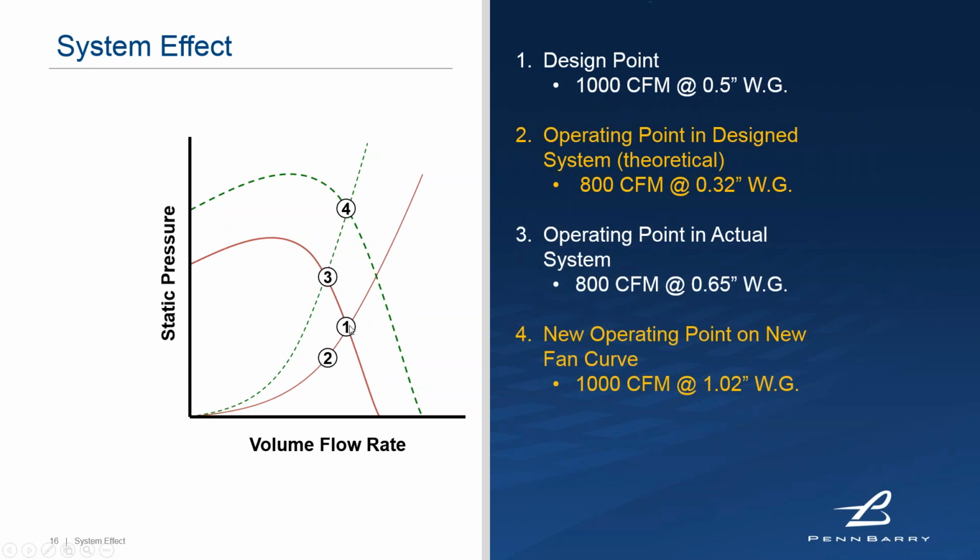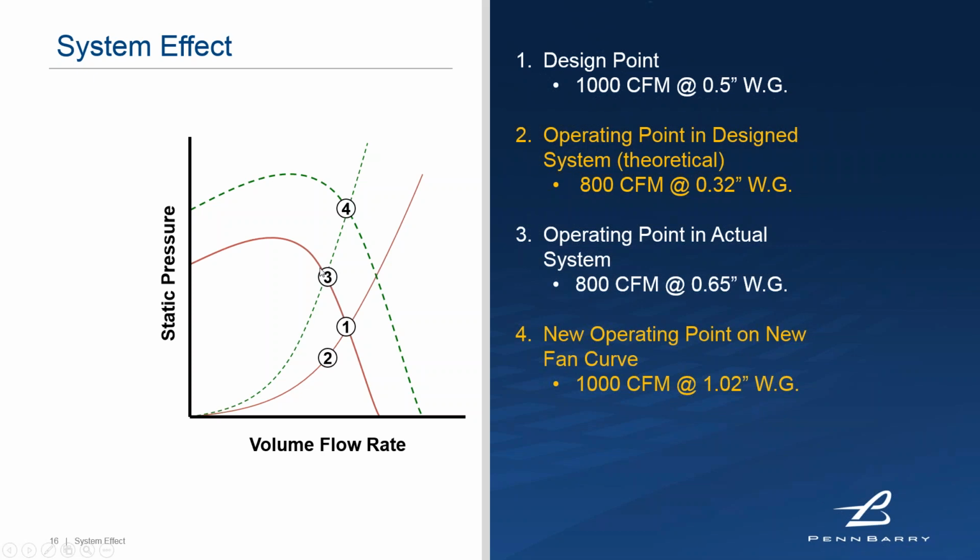Well, what would happen if I turned it down and said I really wanted 800 CFM? I should only be competing against 0.32 inches static pressure. But in reality, what I'm measuring in the field when I test and balance this, because I didn't get my 1,000 CFM, is that it's 800 CFM at 0.65 inches, 0.15 inches higher than I expected. And I'm not getting that same kind of flow.